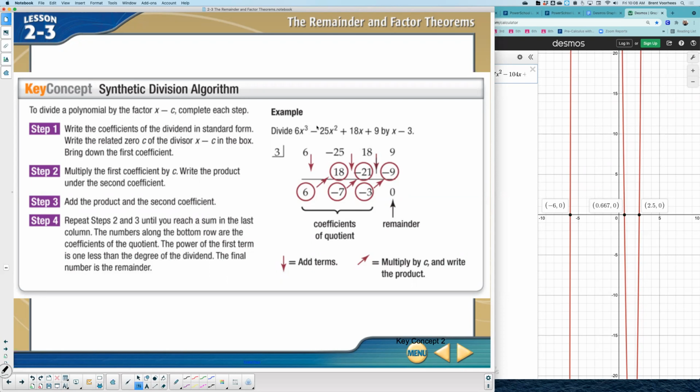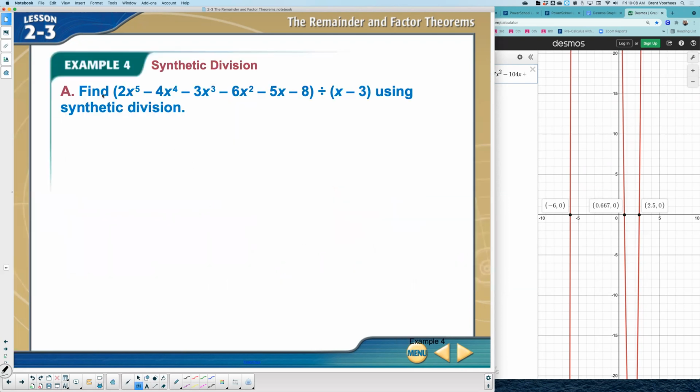Now, this does not say it, but if it was missing a power, you need to put a placeholder of 0 in there. And what is going to happen is we're going to divide like this. Now, this is kind of walking through it. I'm just going to show you on a problem how to do this. So this is a much faster way of dividing. So it says find this divided by x minus 3 using synthetic division.